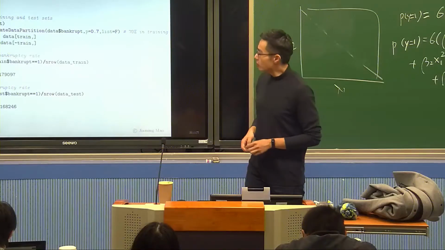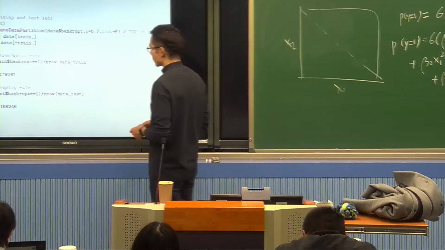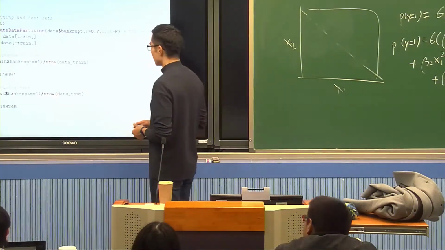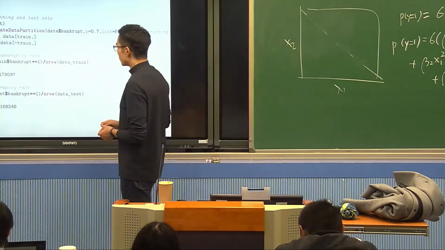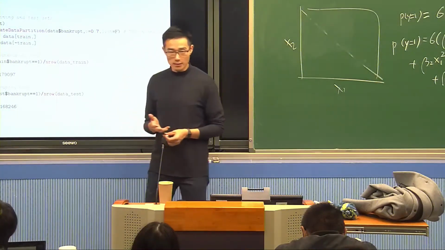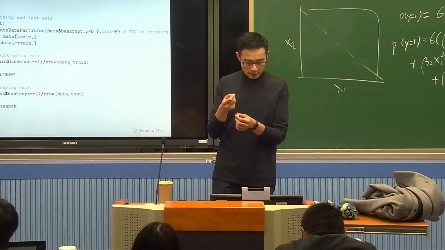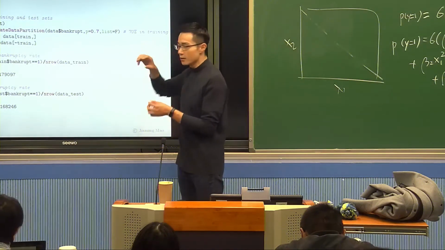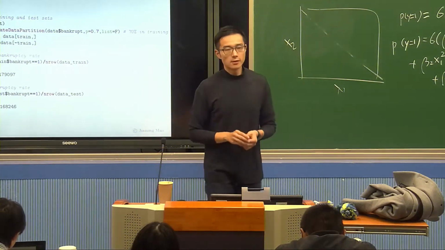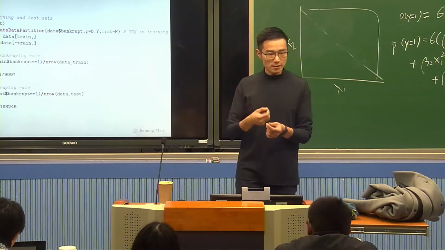The first thing we do is create a training and a test data set. One way to do this is to randomly split the data. Here we take 70% for training and 30% for test. One way to do it is to just randomly sample 70%.